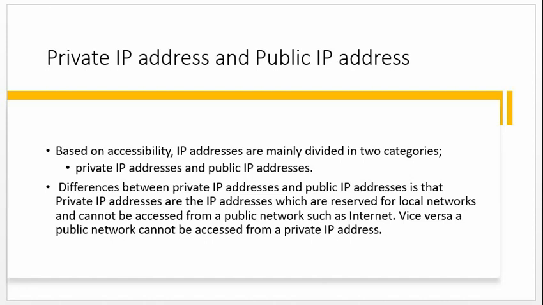So the difference between a private IP address and a public IP address is that private IP addresses are reserved for local networks and cannot be accessed from a public network such as the internet, and vice versa. So with your private IP address only, you are not able to browse the internet. The IP address that you are given by your router only works within your local area network.